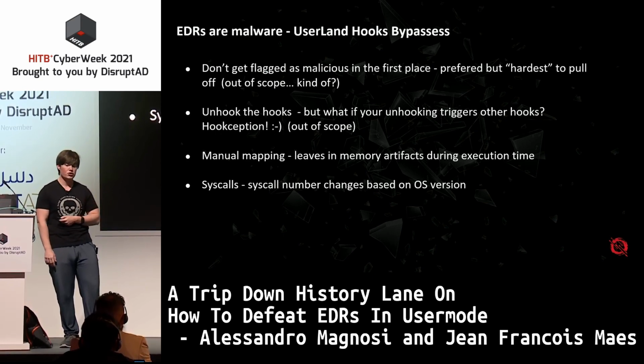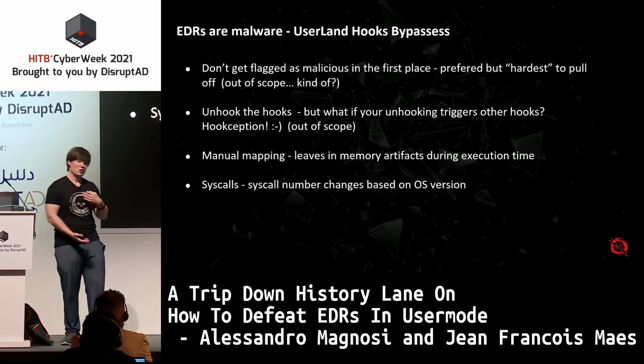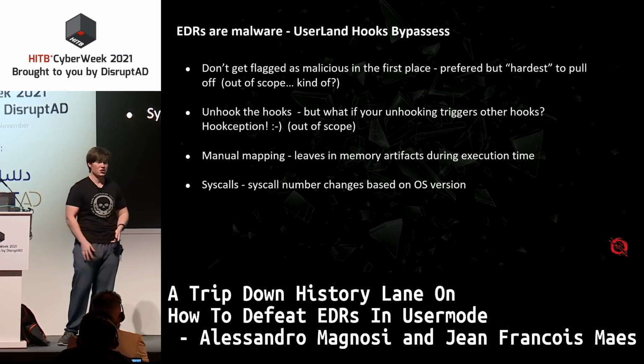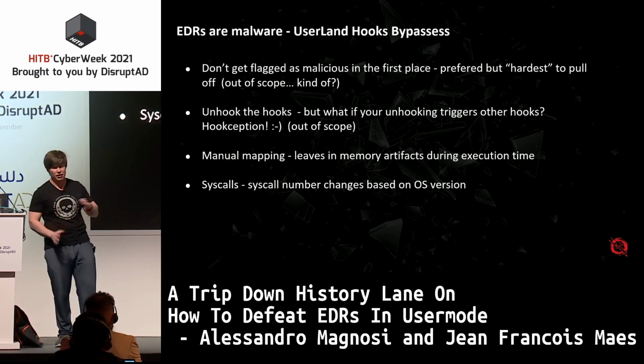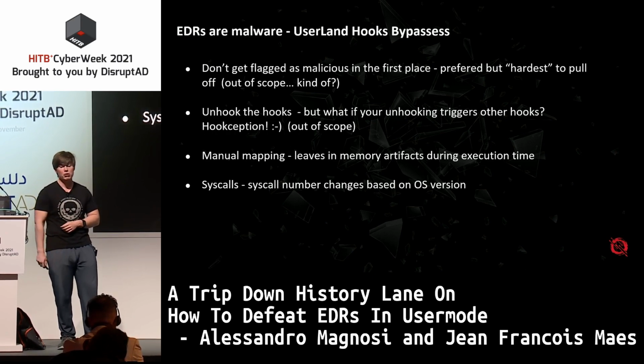Of course, you can also unhook the hooks. So if you know that a specific function is hooked, you could patch it again, much like the AMSI patch. So you just call VirtualAlloc and you patch it with the original bytes. That will work as well. You can do manual mapping, as I just explained, or you could do syscalls as well.